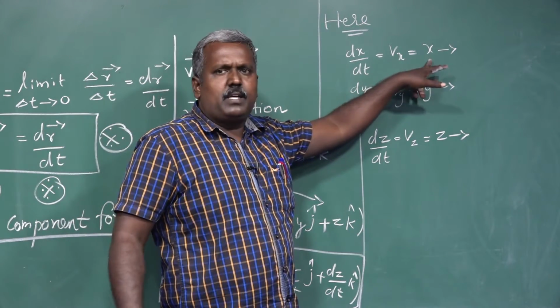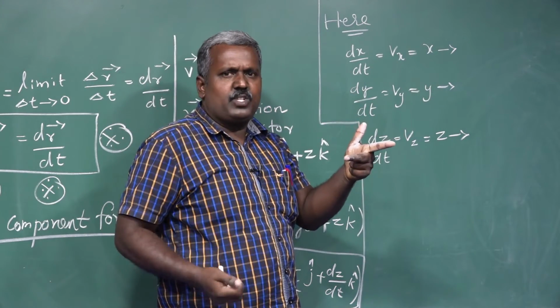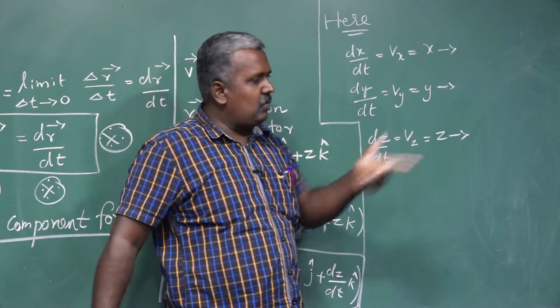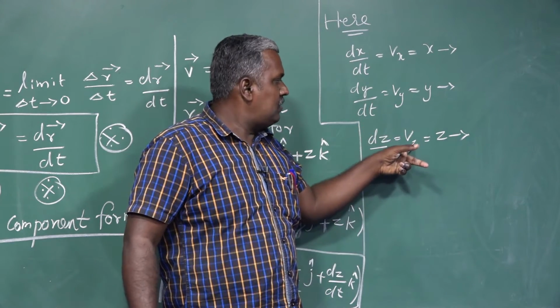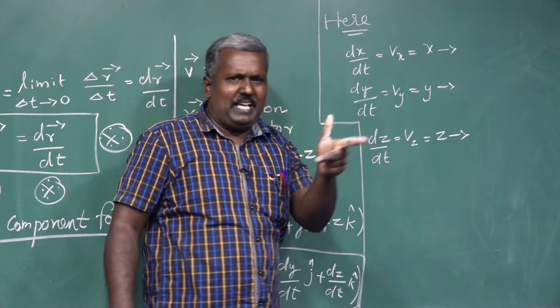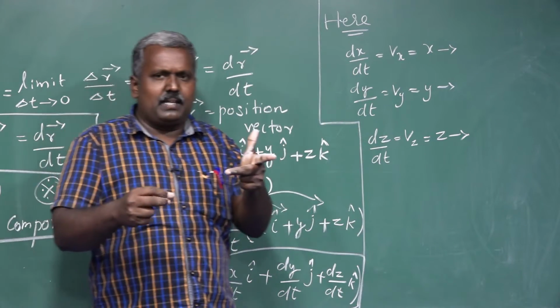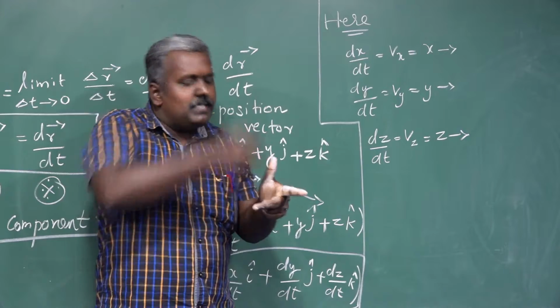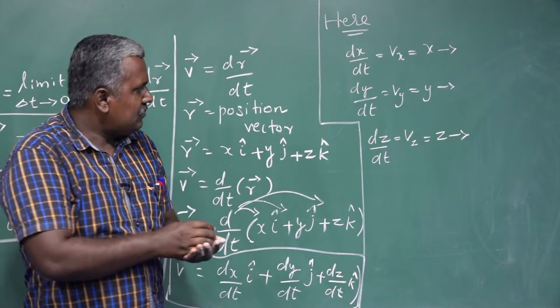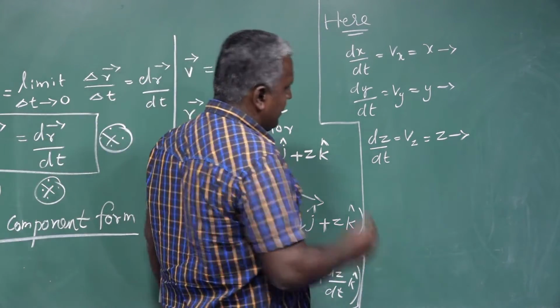It is equal to the x component of velocity along the x direction, that means the x-axis. It is equal to the y component of velocity along the y-axis. It is equal to the z component of velocity, that means along the z-axis. Along x-axis, along y-axis, along z-axis, like this.